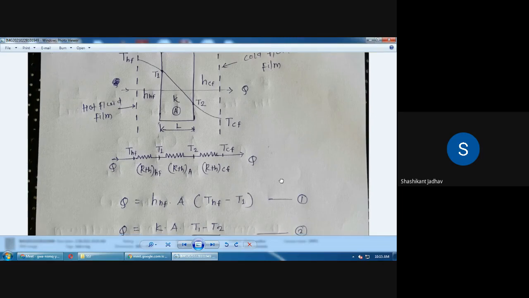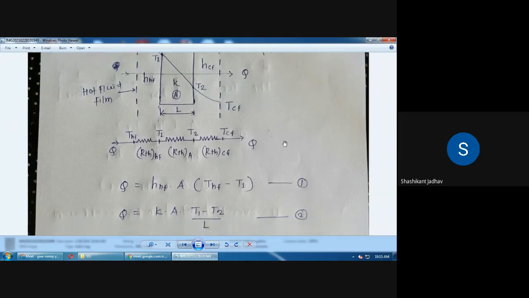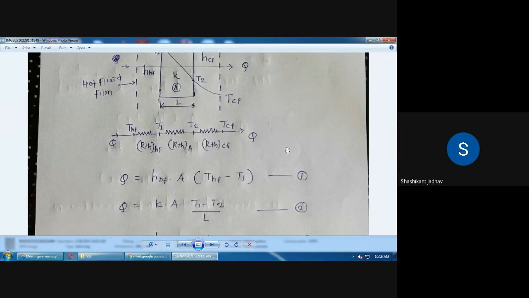Similarly, we have to write down the equation for layer 2, that is nothing but the plane wall, our metal plate. In that metal plate, heat is transferred because of conduction. And what is the standard equation for conduction? K into dT by dx. Or what is the plane wall equation? K into A into T1 minus T2 divided by L. So write down, for layer 2, Q is equal to K into A into T1 minus T2 divided by L.